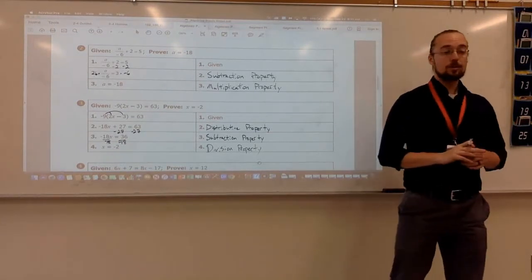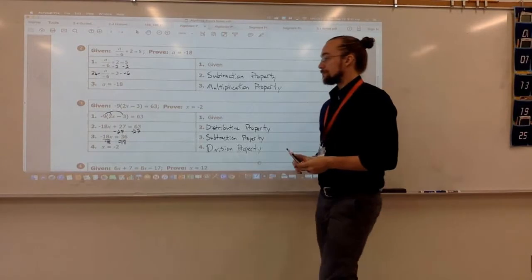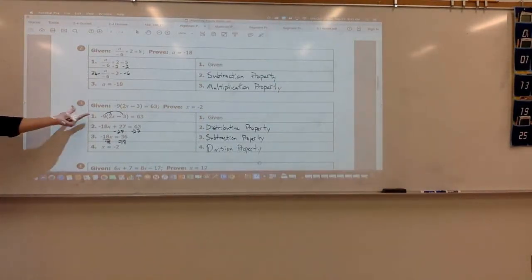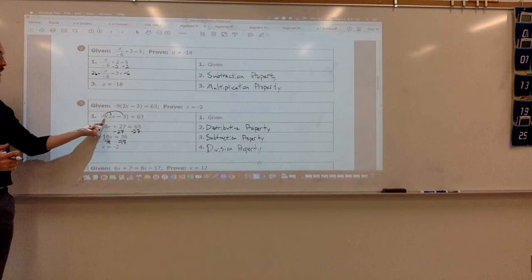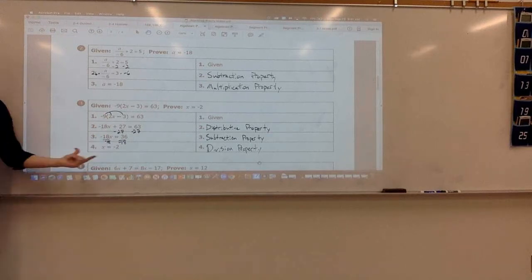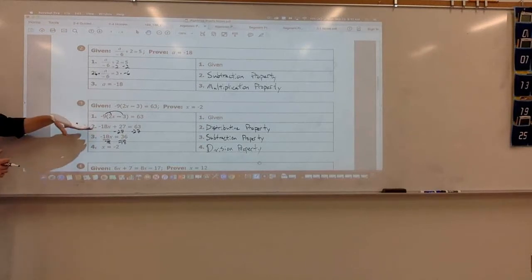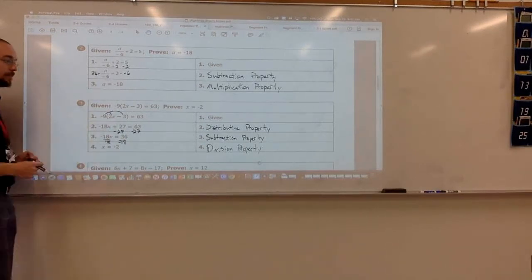All right, let's take a look at number 3 here. As you're going through this, it's a good idea to write down the work that's happening. I mean, you don't have to, but to see what's actually happening, it might be a good idea. So we're given an equation. So my first line is given. The second line, what I did was distribute that -9 through.